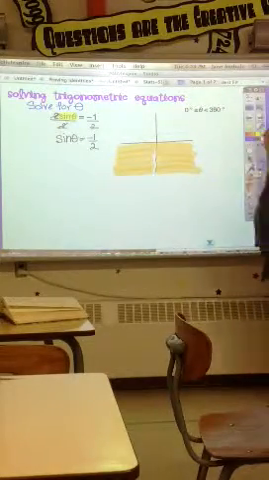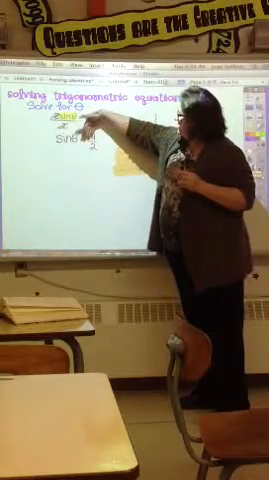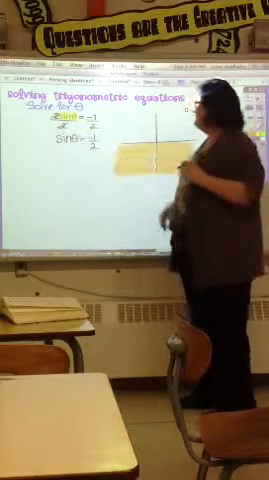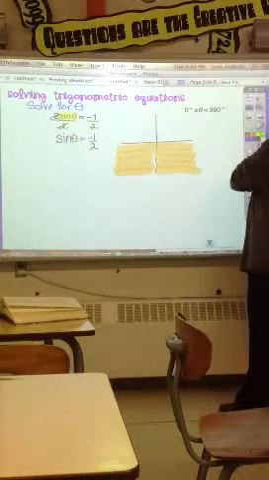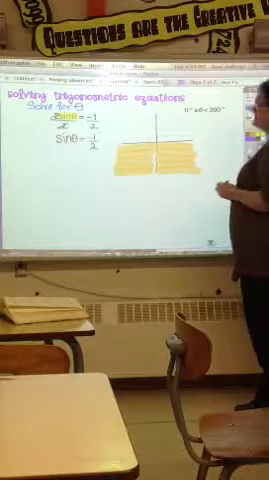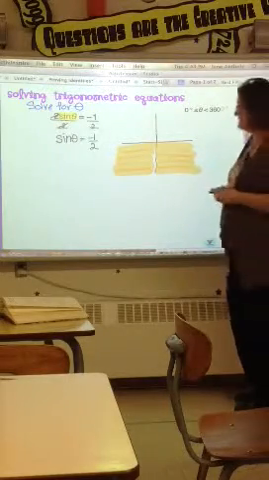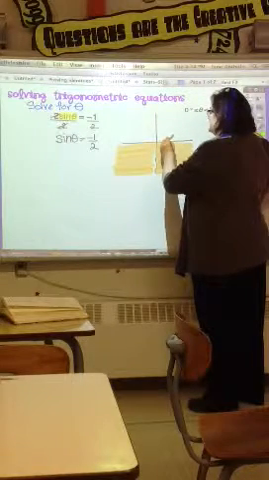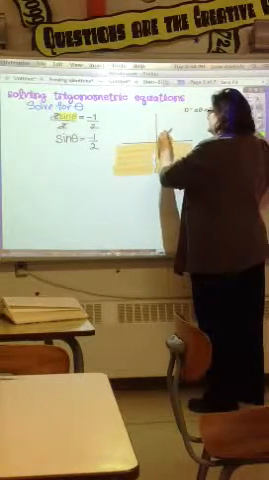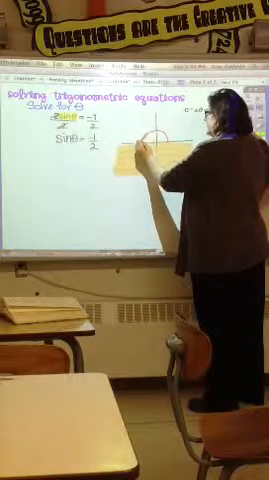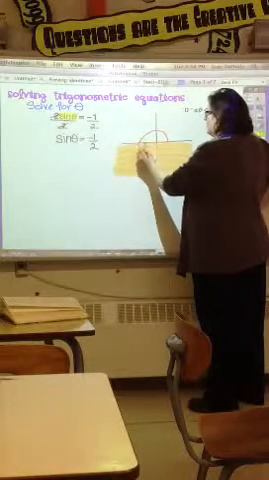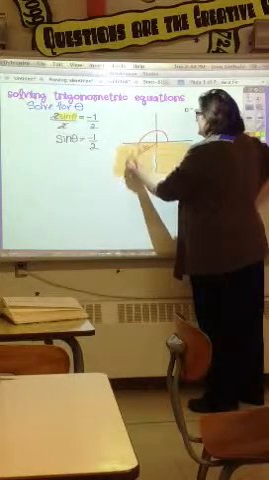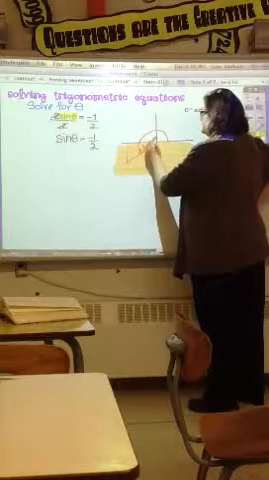Then ask yourself, when is the sine of theta equal to 1/2? When does it have a ratio of 1 to 2? We know that occurs at how many degrees? The sine of 30 degrees is equal to 1/2. So we know that our reference angle is 30 degrees. We start at 0 degrees and rotate around into the third quadrant 30 degrees. This little angle right here, our reference angle, is 30 degrees.